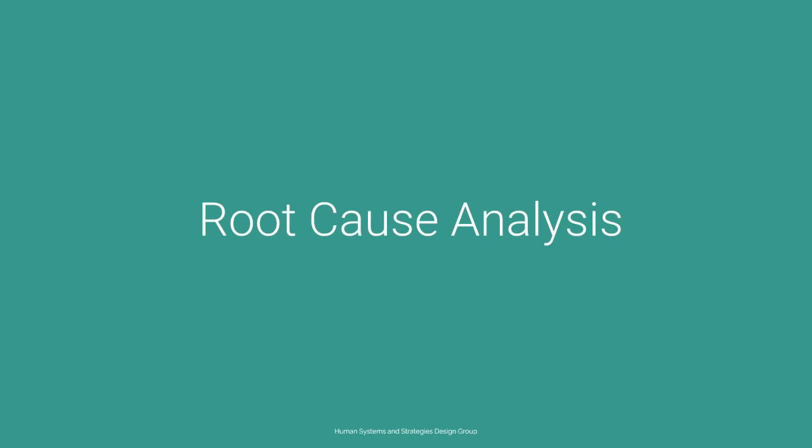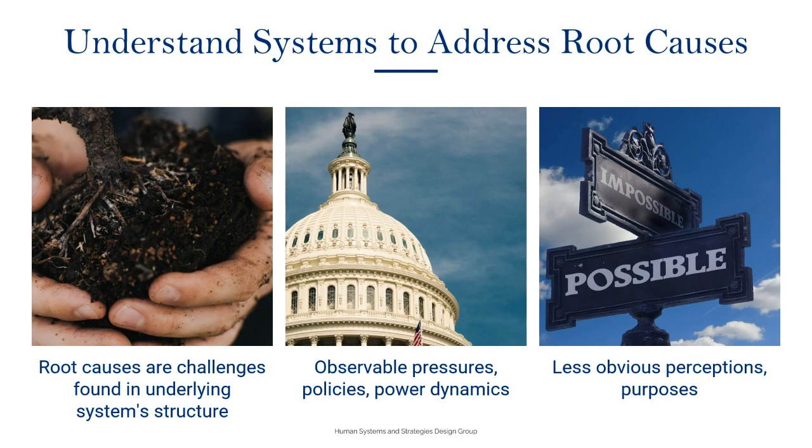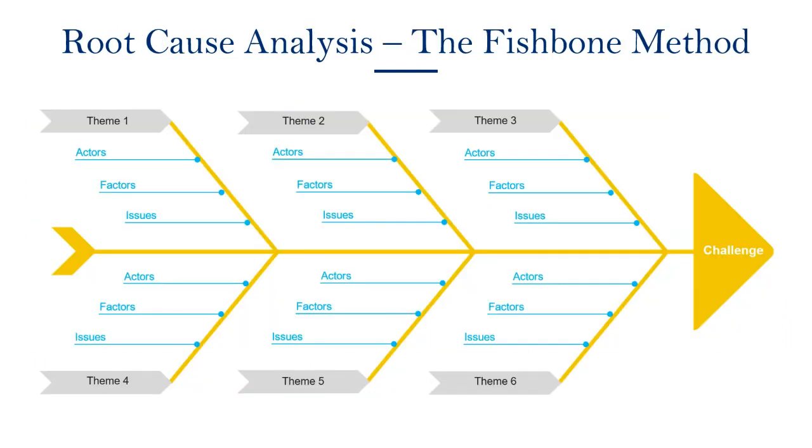So the last thing we want to talk about today is root cause analysis. To understand systems, you have to address the root causes. Root causes are challenges found in underlying system structures. They are observable pressures, policies, and power dynamics, and then they're the less obvious perceptions and purposes. Root cause analysis is often done using a fishbone method. So you take the themes you've identified as part of the challenge and the actors, factors, and issues that are part of each theme.